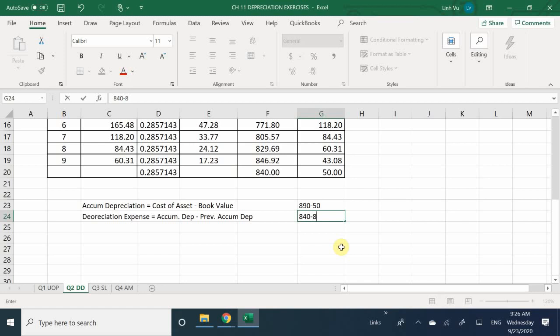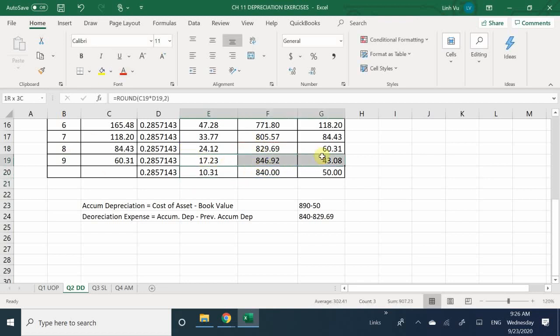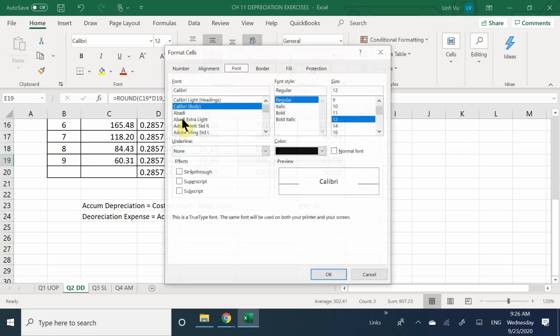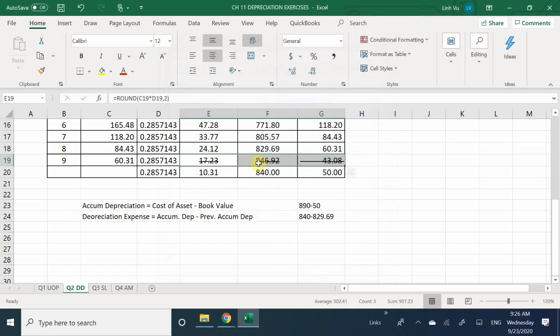82969. All right, and what do we get here? 10.1031. So let me go ahead and do that formula here minus this number here, and you're going to get $10.31. All right, and we're going to strike through this just so that you know that you no longer have this entire formula. It's going to be for this down here.